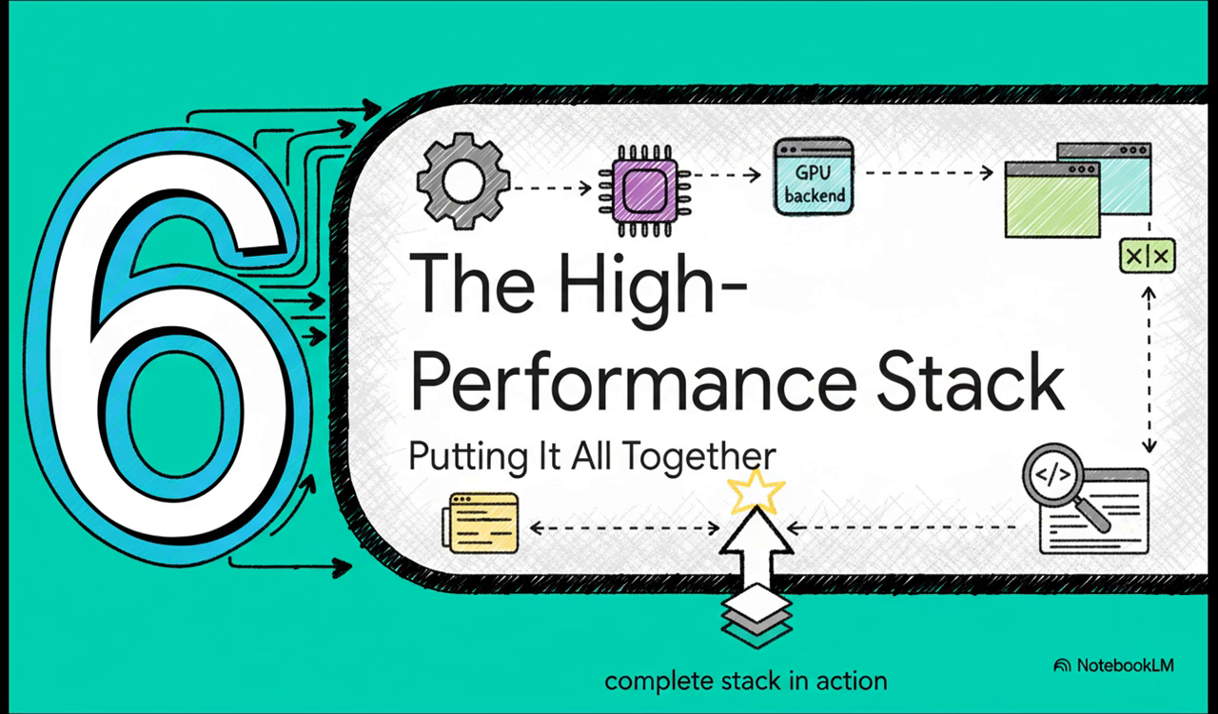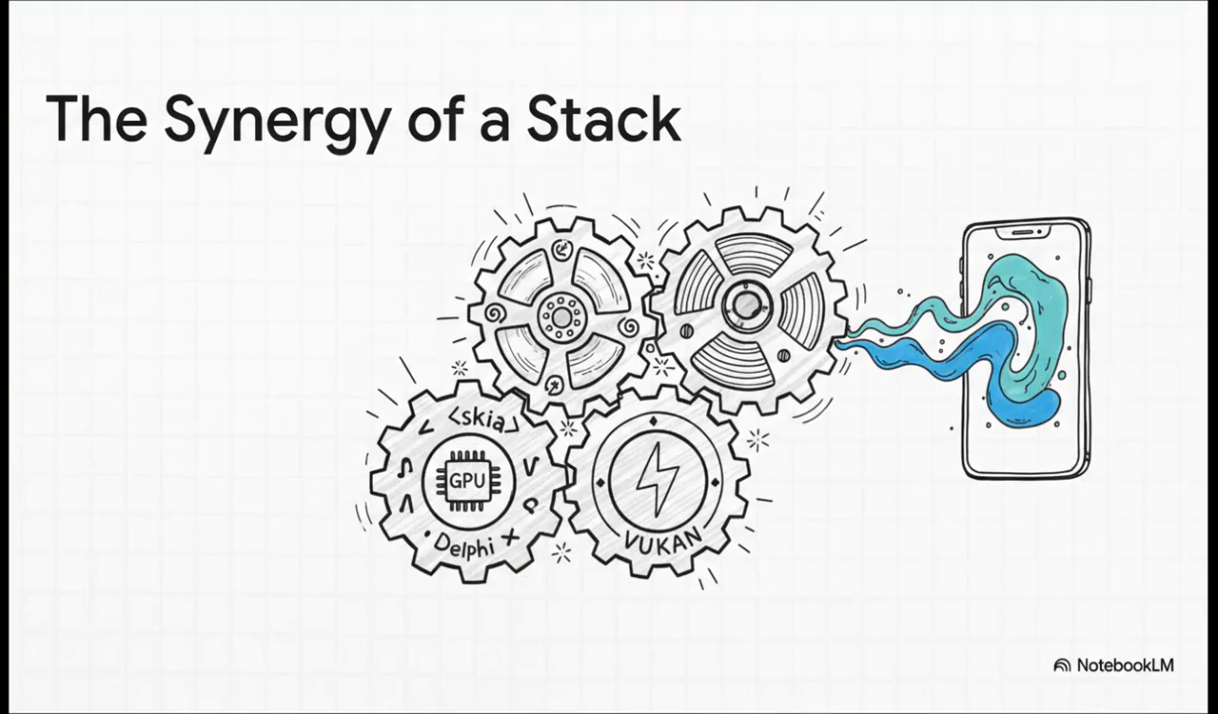Okay, let's bring this all home. We've looked at the graphics engine, the GPU backend, the optimized UI components, and the future-proof compiler. What does this whole stack look like when it's all working together? And this right here is the key takeaway from everything we've talked about. Achieving that truly fluid, buttery smooth performance, it's not about one single trick. It's about the synergy of an entire modernized technology stack with every single piece working together in perfect harmony, from the compiler at the bottom all the way up to the UI components at the top.